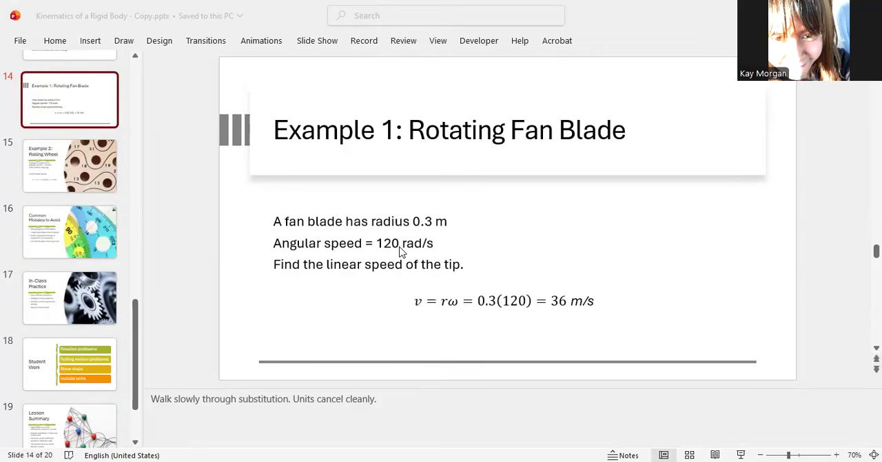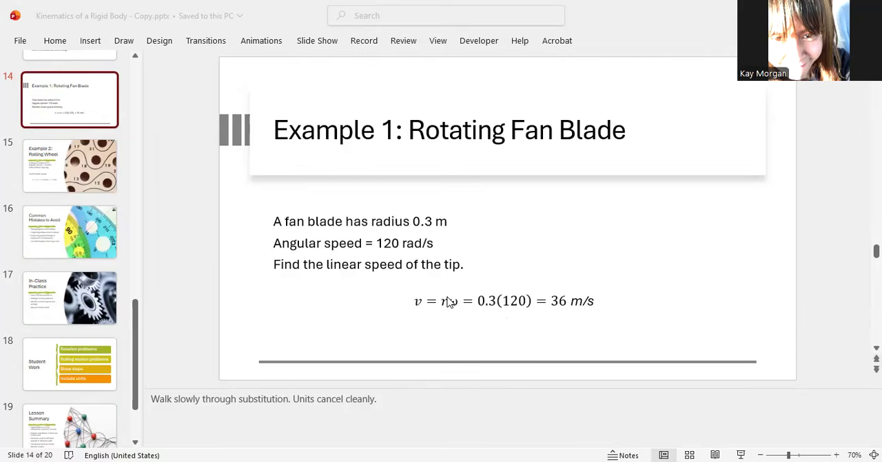Yeah, so 120 radians per second. Of course, we calculate that and we will immediately get the linear speed. So this is how we get the linear speed. So that's 36 meters per second, because the radian just goes away. Meter per second is going to be your velocity.